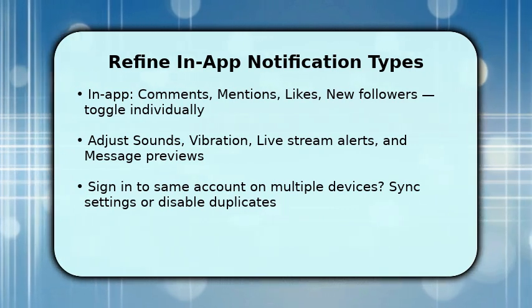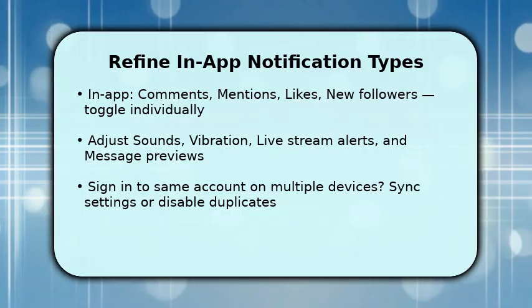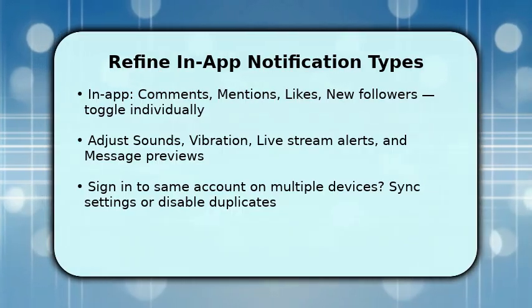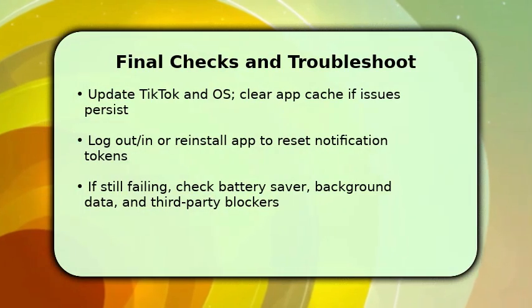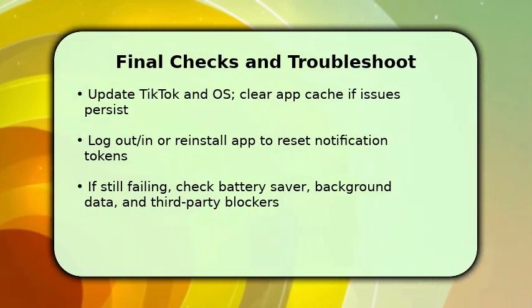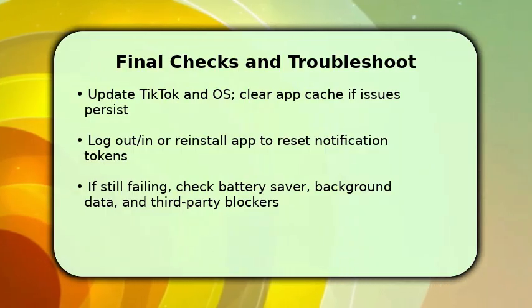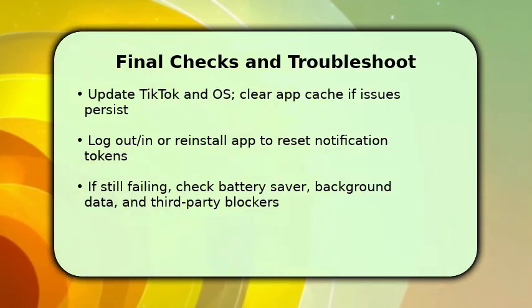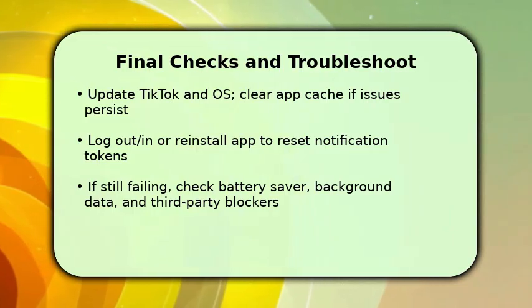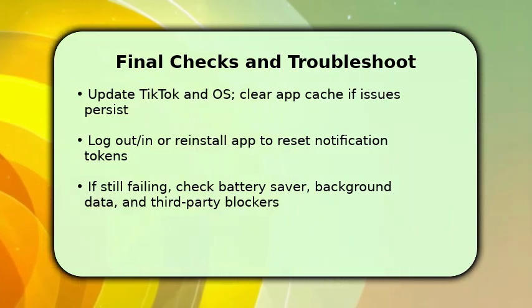Finish by eliminating common external blockers so notifications reliably arrive. Update TikTok and your operating system, then clear the app cache. This rebuilds notification tokens. If problems continue, log out and back in or reinstall TikTok to refresh credentials.